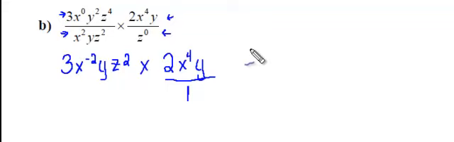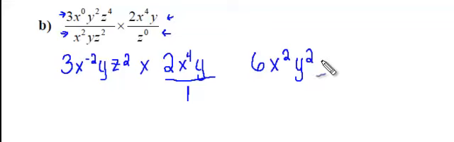Okay? Now I can combine. Now I'm multiplying. So 3 times 2 is 6. X to the exponent of negative 2 times x to the exponent of 4. Remember, I add the exponents now. So negative 2 plus 4 would give me 2. Y to the exponent of 1 and y to the exponent of 1. I add the exponents. 1 plus 1 is 2.